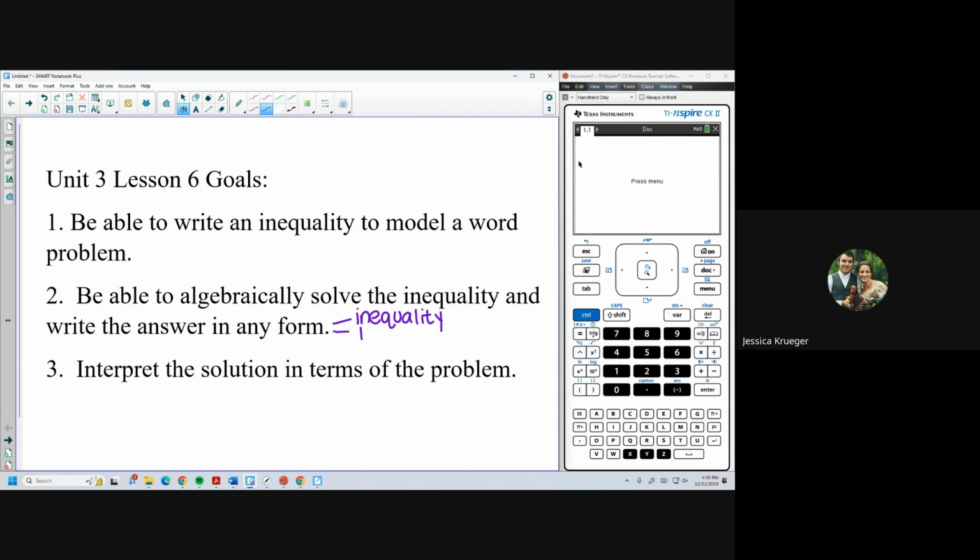It could be as a number line. It could be an interval notation. Okay, so being able to write it in any form that they ask us. And then number 3 is to interpret the solution in terms of the problem. So be able to answer the question that they're asking.